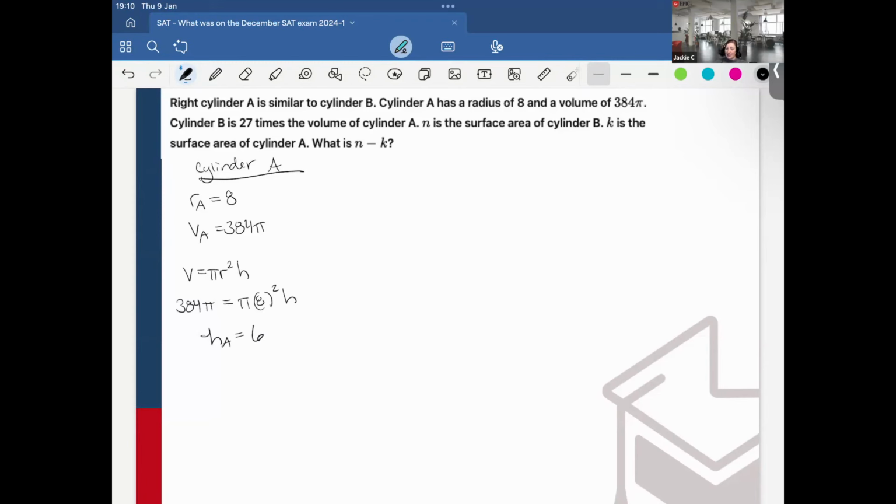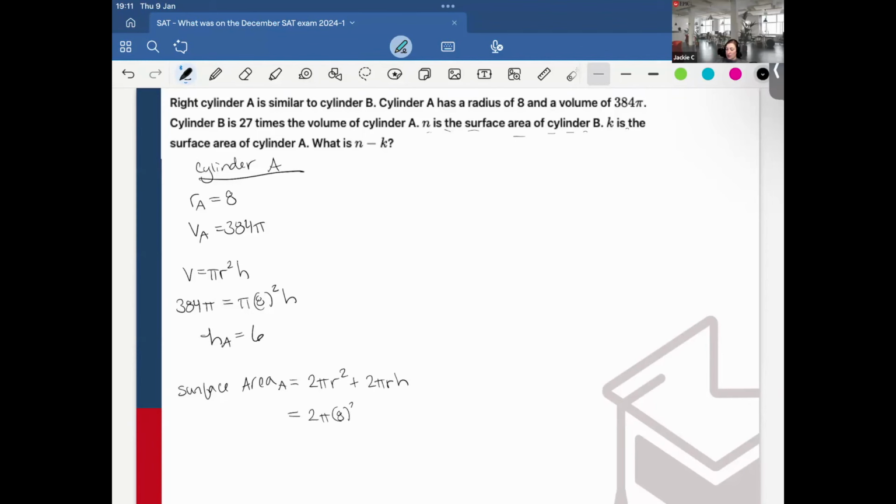Okay, interesting. And then if I read, it says n is the surface area of cylinder B, k is the surface area of cylinder A. So to calculate the surface area, and important, surface area is not provided to you on the formula sheet. So it could be logical, but it's also just helpful to know the formula, which would be 2 pi r squared plus 2 pi rh, because then I can solve for the surface area.